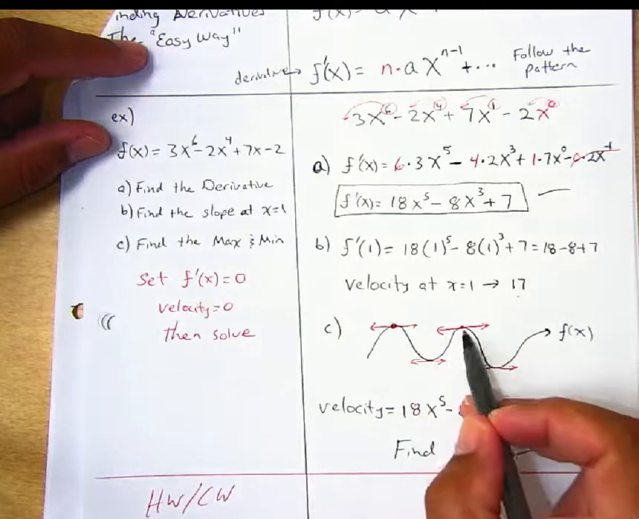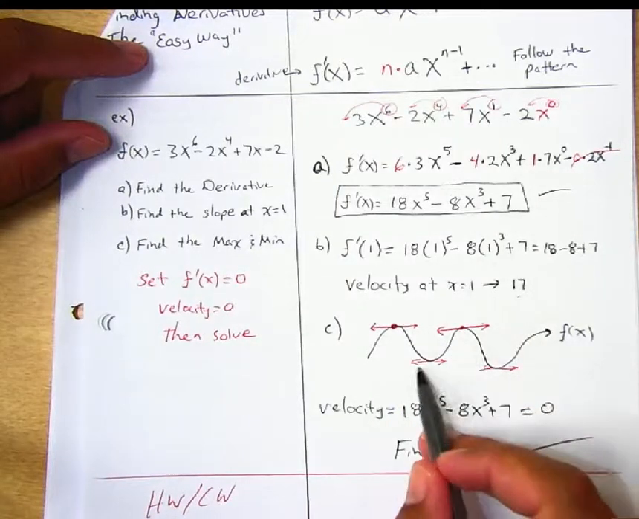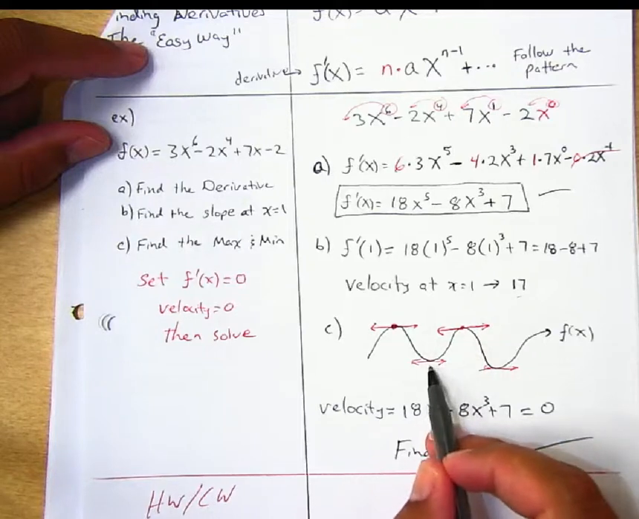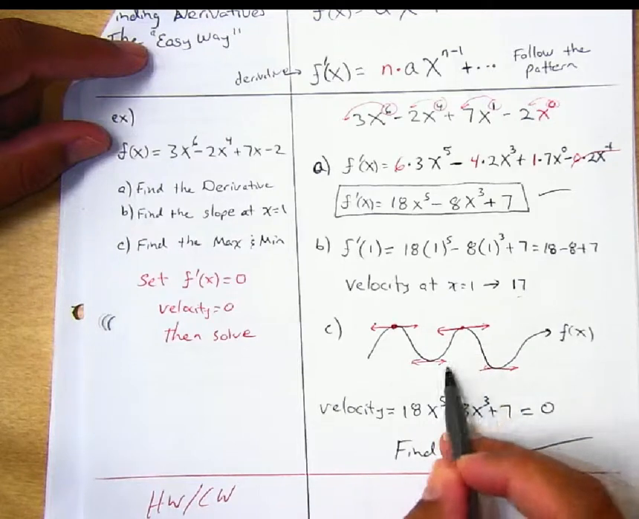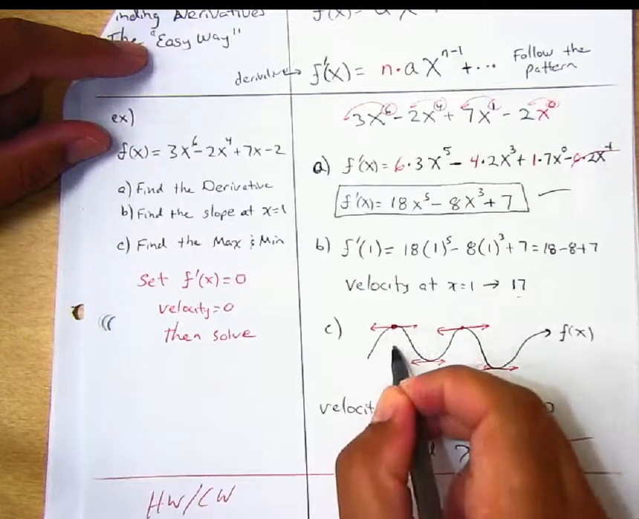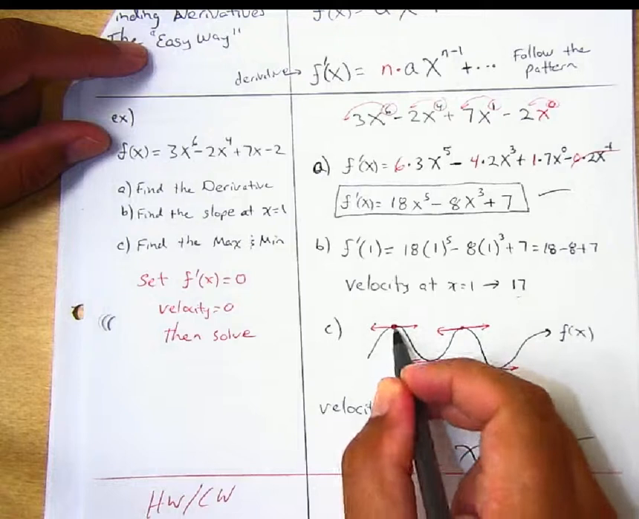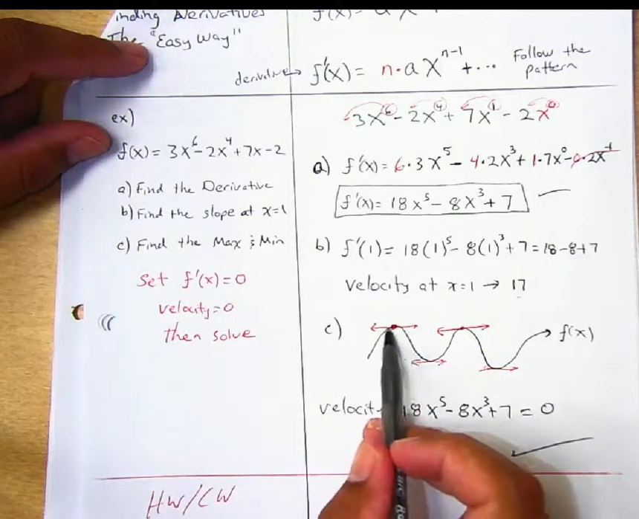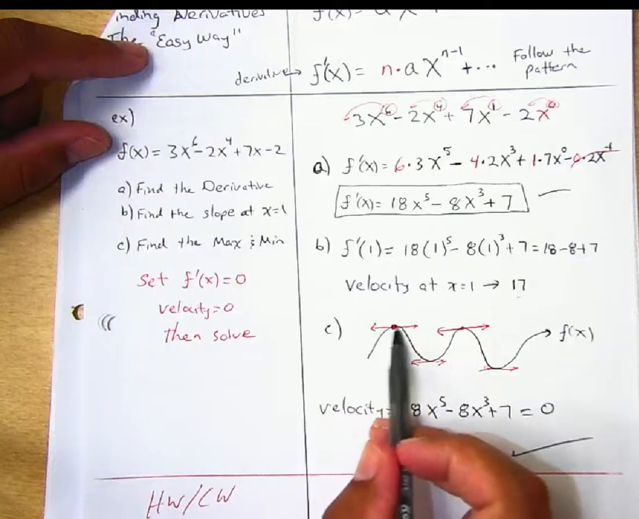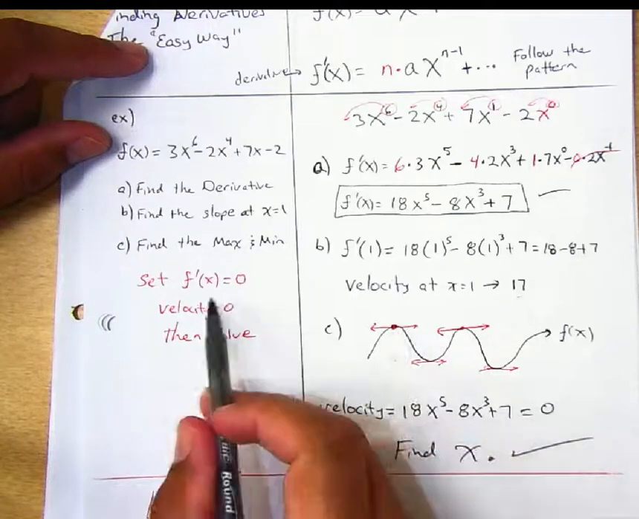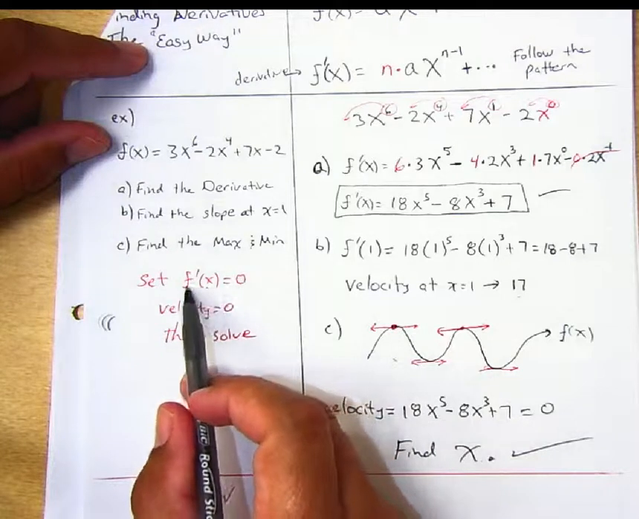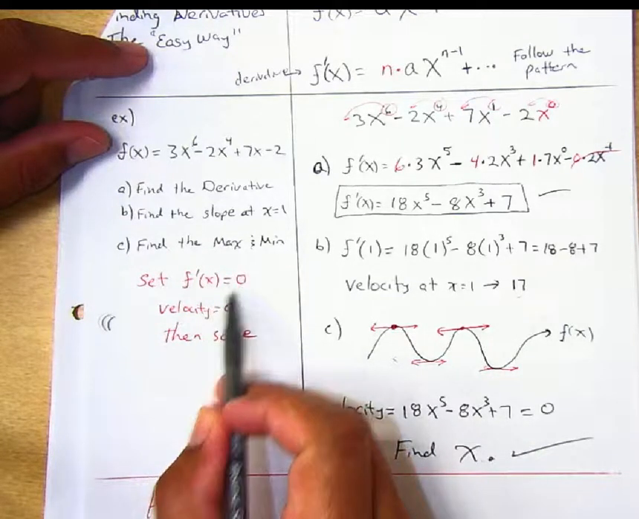It's 0 in every peak. It's a horizontal line, as you can see. It's also 0 at the valleys. So to find that specific x that gives me the high point, all you have to do is find where the velocity, or the slope, is going to be 0. Another word for the slope is f prime of x. Set that equal to 0 and solve.